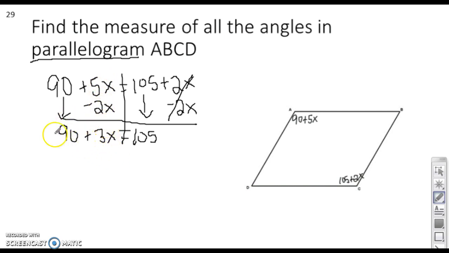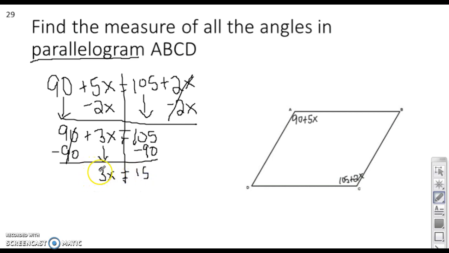All right, I'm trying to solve for x, so next I need to get rid of 90. Since it's positive 90, I would subtract 90, because 90 minus 90 would give me 0. It would cancel. I'm going to bring my 3x straight down. And 105 minus 90 would give me 15.